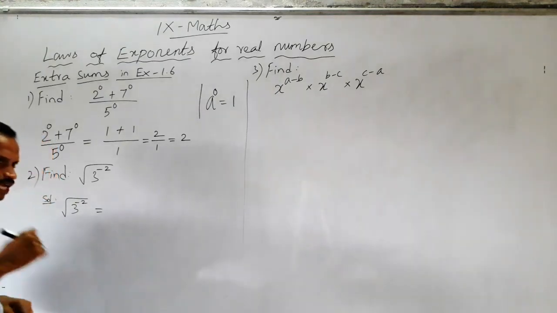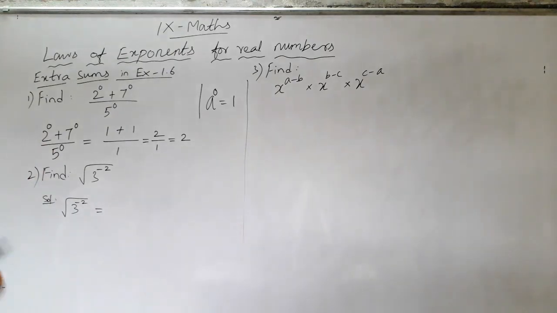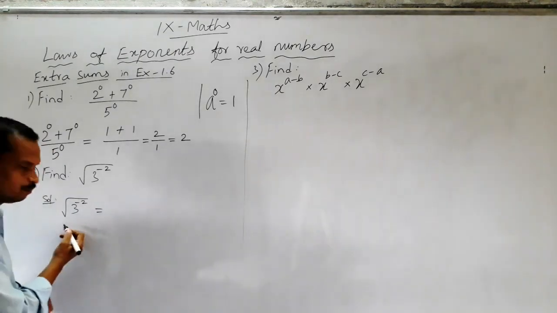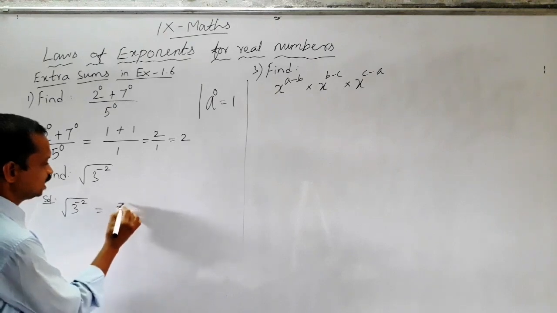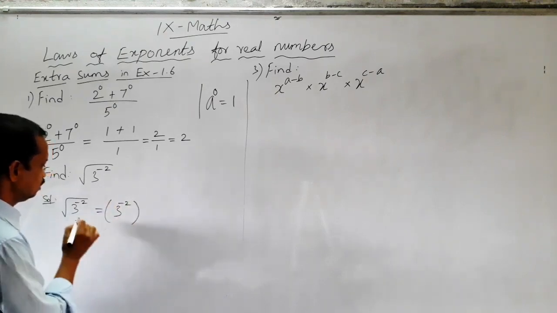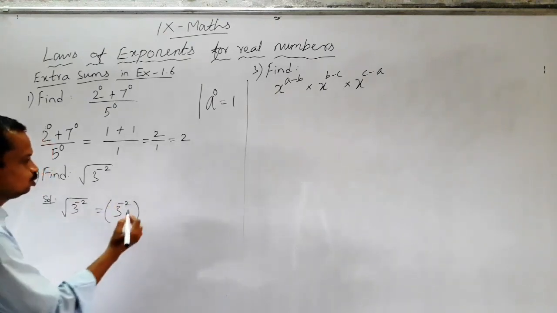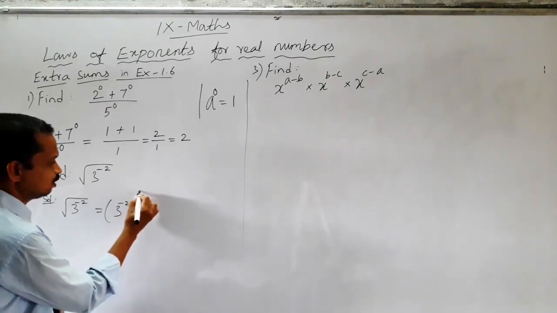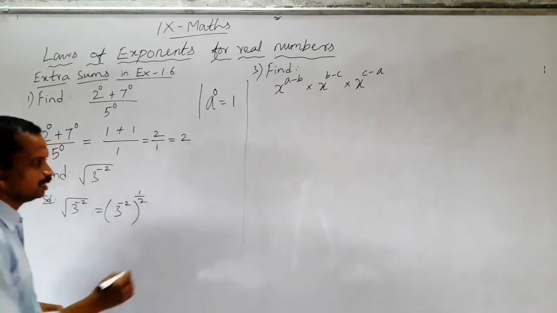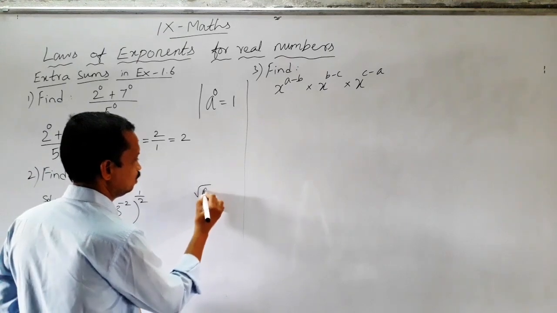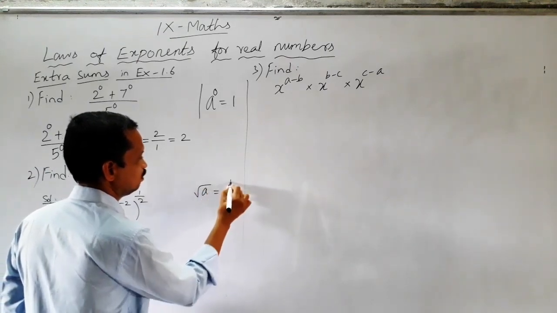Square root means in exponent form we can convert it to whole power 1 by 2. This is the square root form. And if you try to convert to the exponent form, for 3 power minus 2 whole to the power 1 by 2, you have to write like this, that you know. Am I right? So square root of a is nothing but a power 1 by 2.